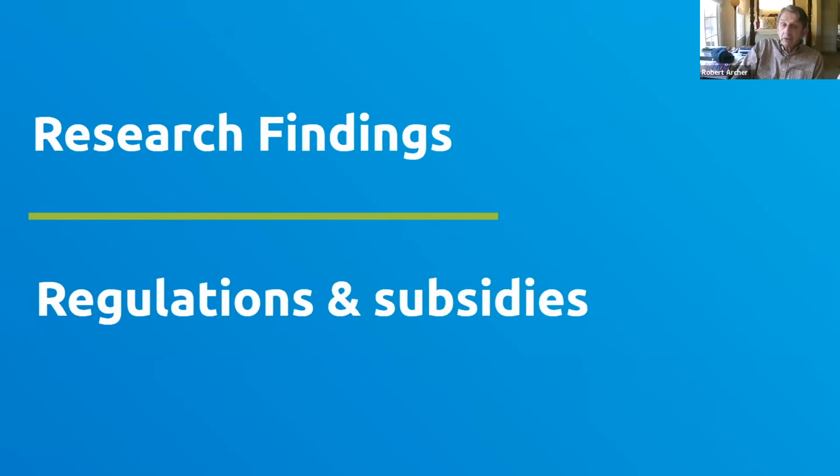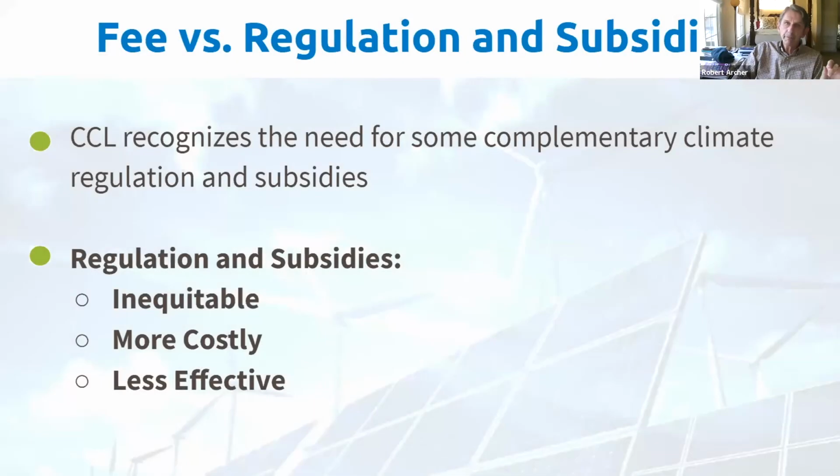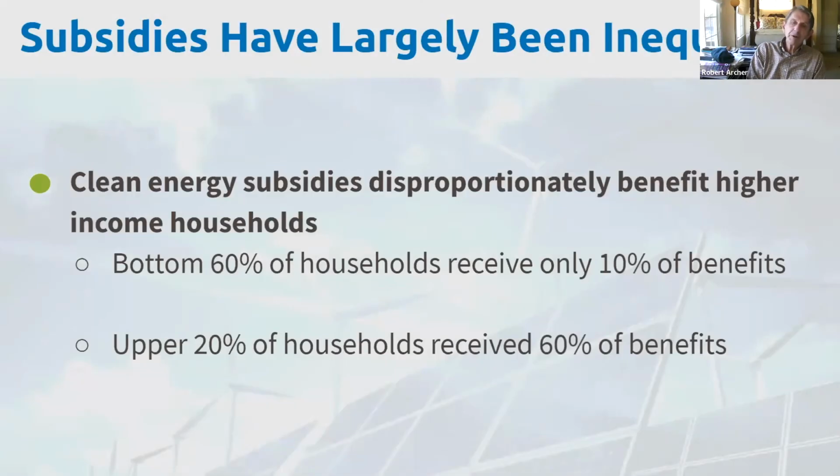So why not regulations, standards, and subsidies instead of a carbon fee? The research and experience shows the following: that subsidies have been inequitable. It's a UC Berkeley analysis. Regulations cost more and are less effective, and that is well established in many different analyses. Using the revenues from a carbon fee for clean energy subsidies, solar, wind, and efficiency has two equity downsides. First, households don't get the dividend. And second, the clean energy subsidies go disproportionately to higher income households.